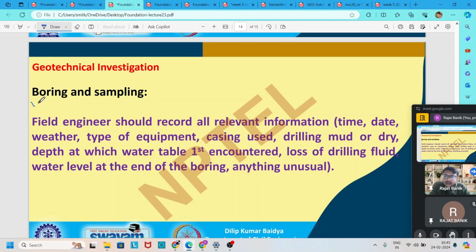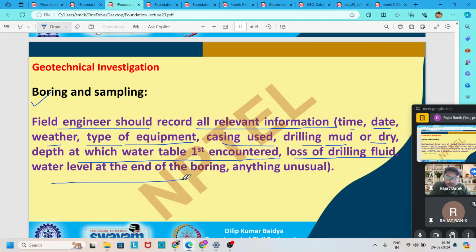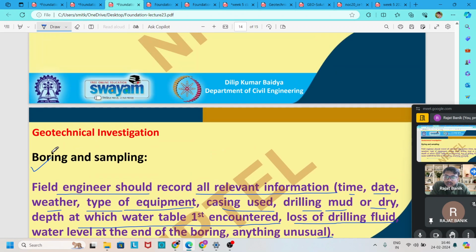So now, boring and sampling. The field engineer should record all the relevant information: time, date, weather, type of equipment, casing used, drilling mud or dry, depth at which the water table is first encountered, loss of drilling fluid, water level at the end of the boring, and anything else. So this is called boring and sampling.